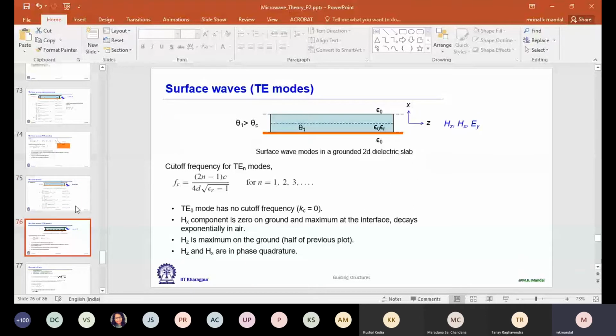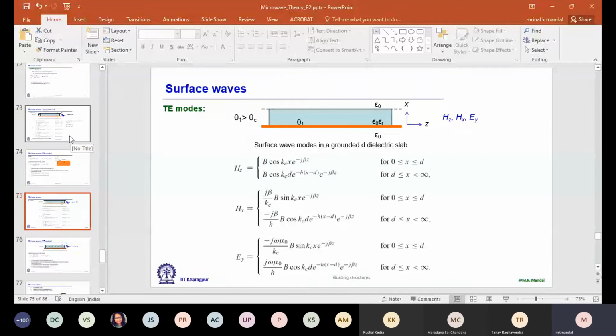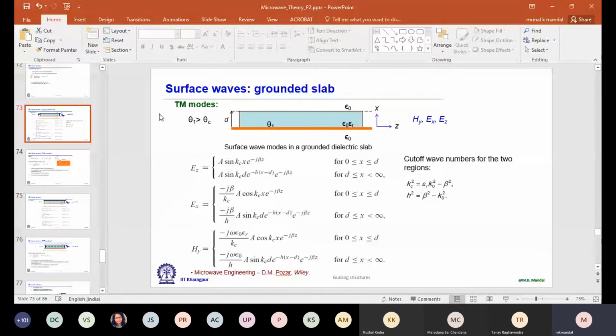It has the same, it was nC, and in this case, it is (2n minus 1) C. So we have a different expression for the grounded dielectric slab. For dielectric slab without any metal, we have the same expression. Now, but here we can have a TE not mode also, which has no cutoff frequency. Well, now let's see why they are important, and for what type of guided structures they are becoming very important. The most important one is TM not modes.